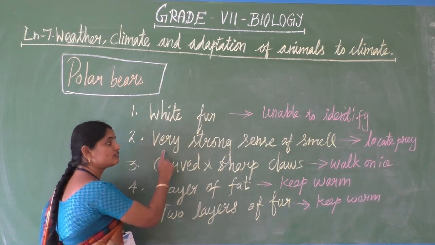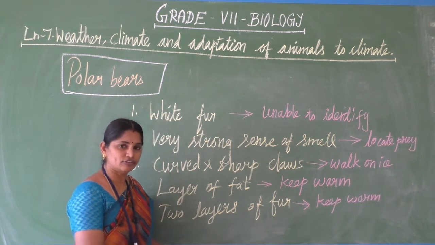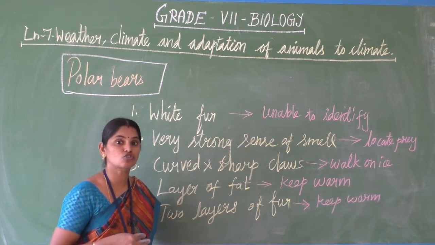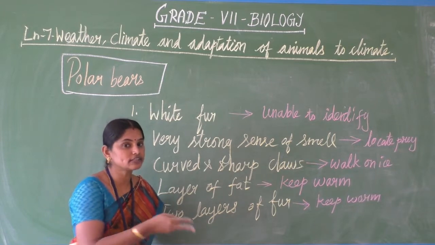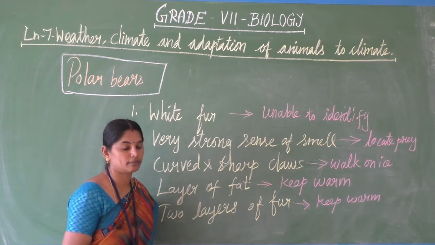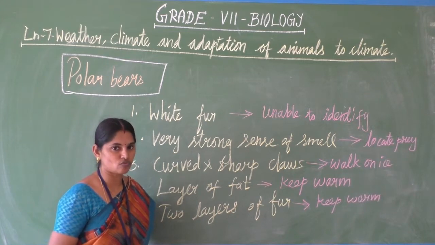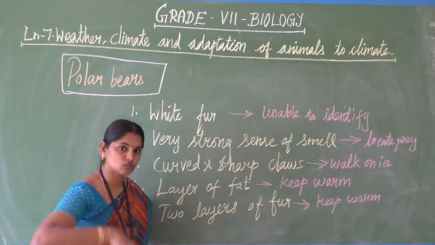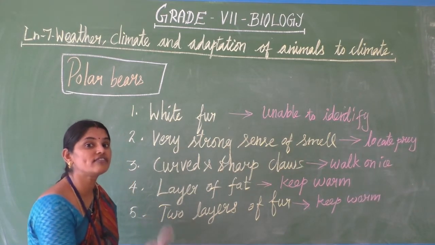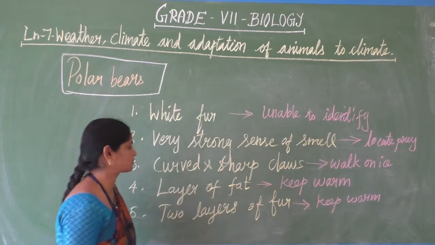White fur and very strong sense of smell. Even though it lives in a snowy area, its sense of smell is very strong. It can find out where the fish is swimming. If a puddle of water is there, they will find it. If it stands for a few minutes over there, it is able to identify that smell. Sense of smell is very strong. It can find its prey very easily. Okay, to locate the prey, sense of smell.